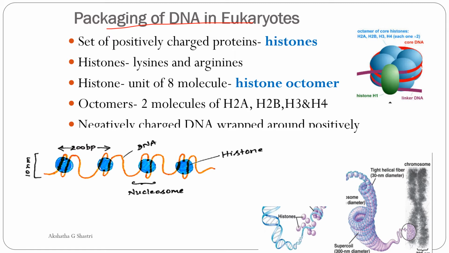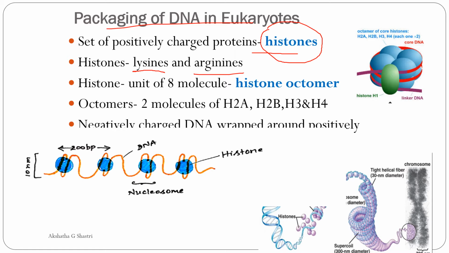Here in eukaryotes the packaging is more complex, and there is a set of positively charged proteins called histones. These histones are positively charged. Why? Because they are rich in basic amino acids such as lysines and arginines.